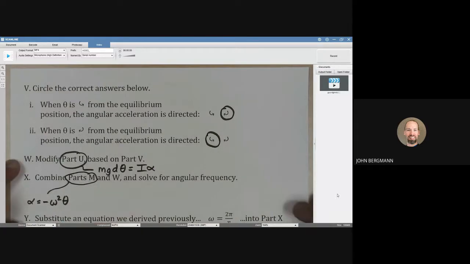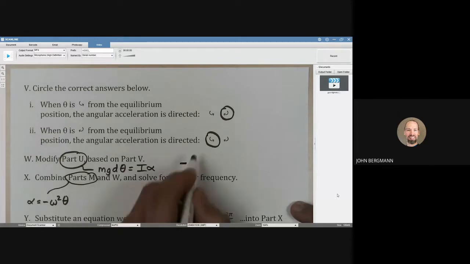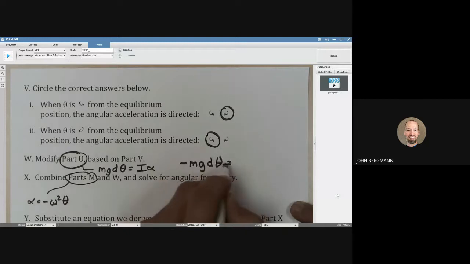Letter W. Modify part U, which is right there. We just solved it, but it's on the previous page. Based on part V. Part V says that the displacement theta and the angular acceleration are opposite each other. So we need to put a negative sign on one side or the other. How about I'll just put it on the left. Negative m g d theta is equal to I alpha.